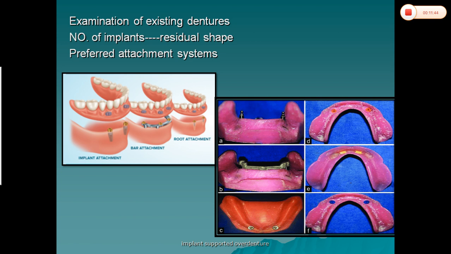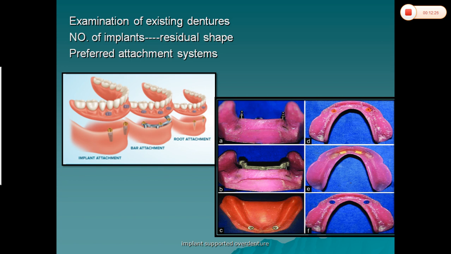Okay, if aesthetics, vertical dimension, centric relation, everything is fine, and the patient is also happy with the old dentures, we can use the existing dentures and modify them and convert them into implant supported overdentures. Got it? If everything is good, the old dentures can be converted into implant supported overdentures. If not, we have to go with new dentures and follow all the steps like primary impression, secondary impression, jaw relation, trial, then insertion. New dentures have to be made.